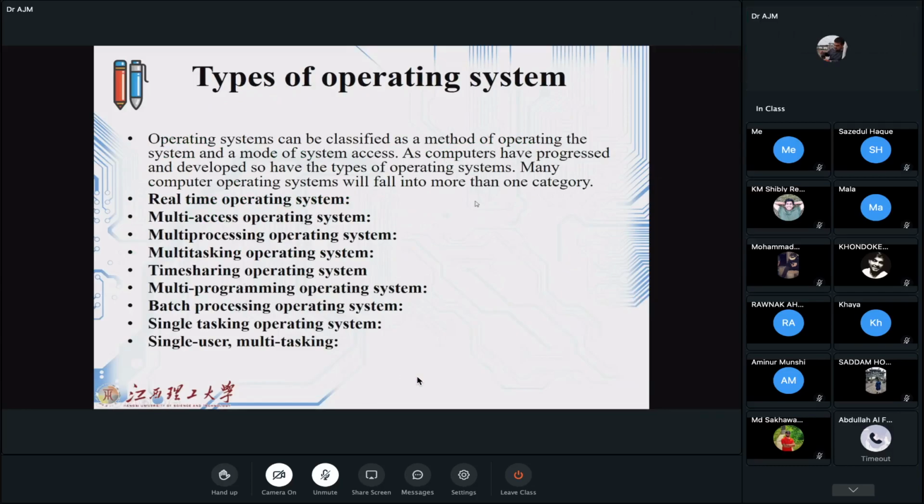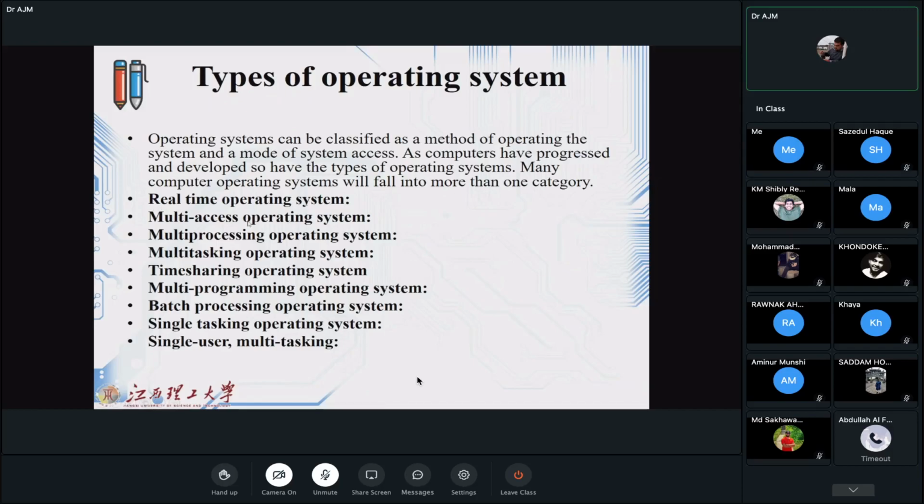But the type of the operating system is another part that we are going to talk about. Operating systems can be classified by the method of operating the system and the mode of system access. As computers have been programmed and developed, so have the types of operating system come to the picture, and many computers will fall into more than one category.